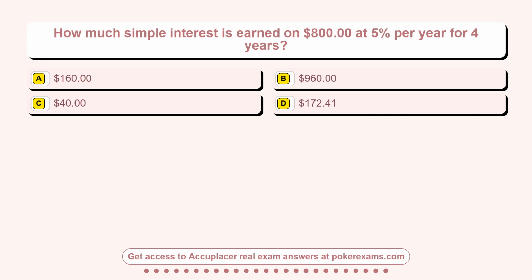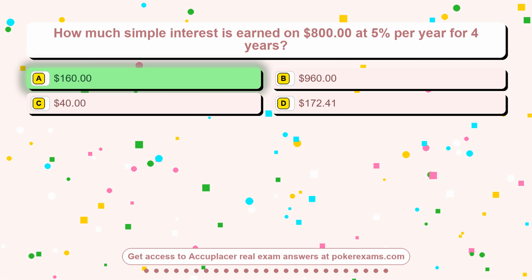Question 18. How much simple interest is earned on $800 at 5% per year for 4 years? Option A, $160. Option B, $960. Option C, $40. Option D, $172.41. The correct answer is option A, $160.